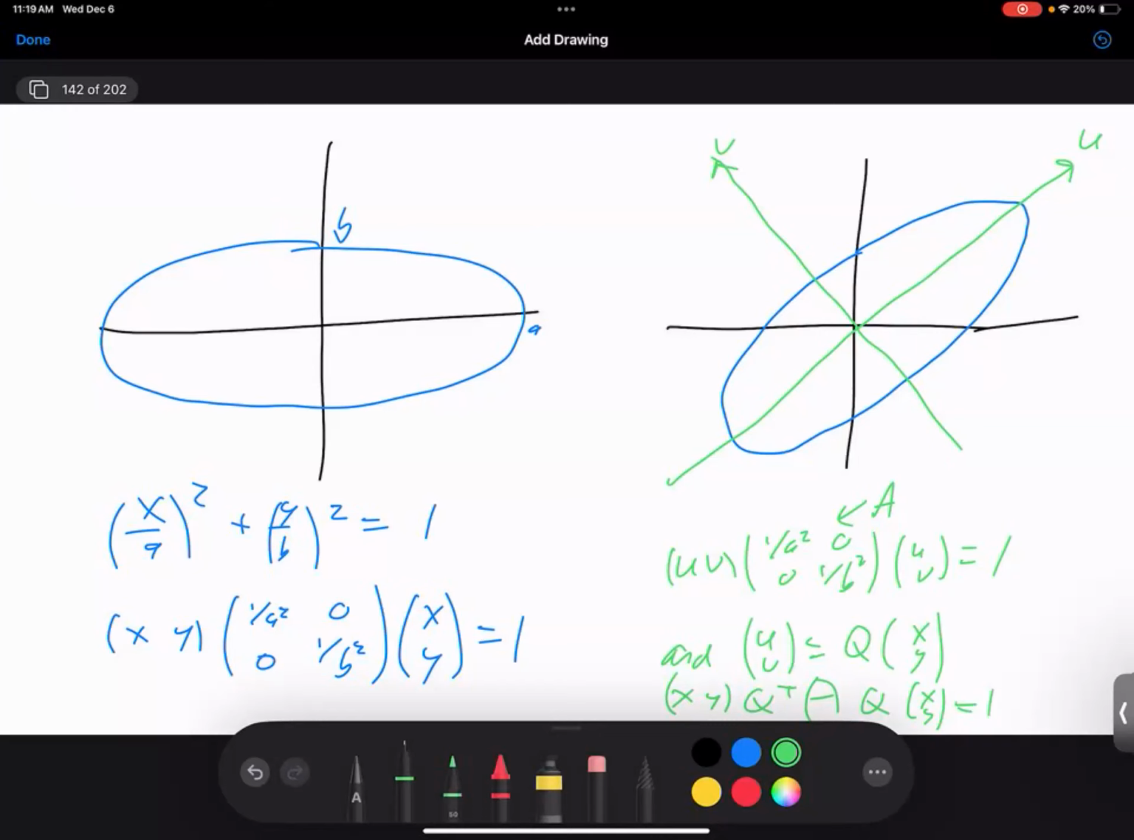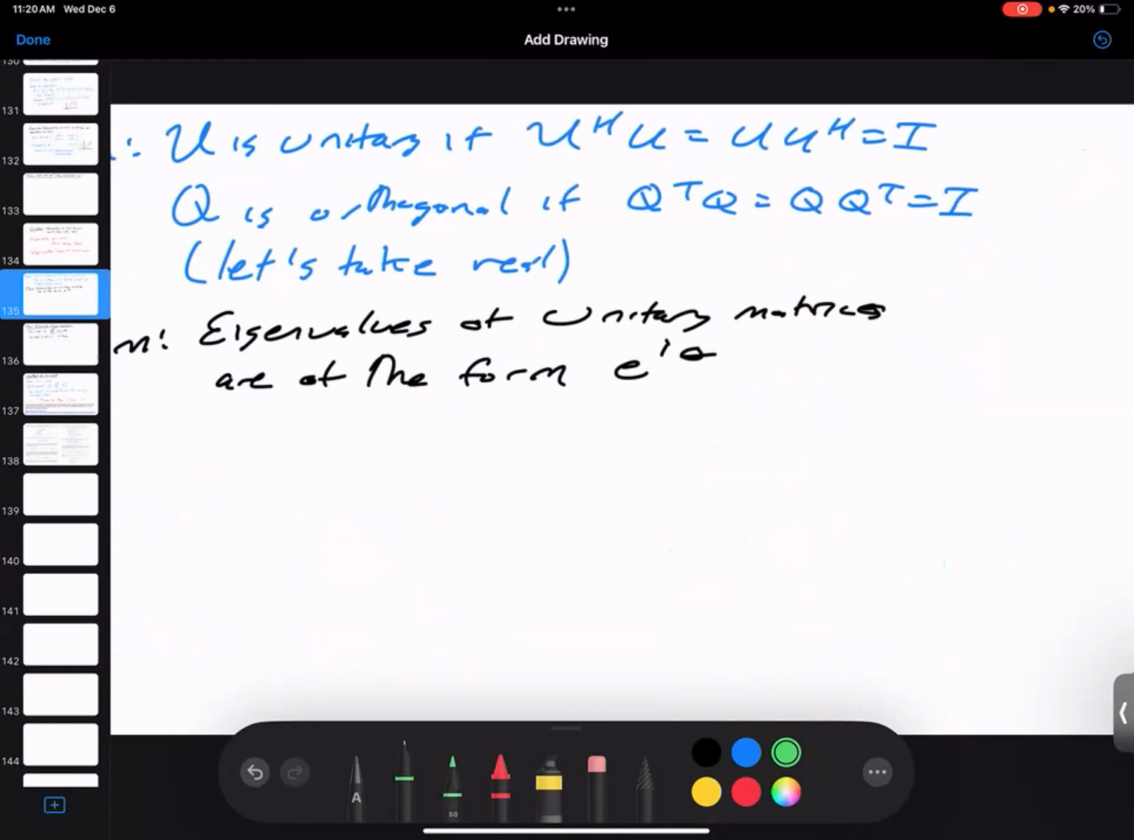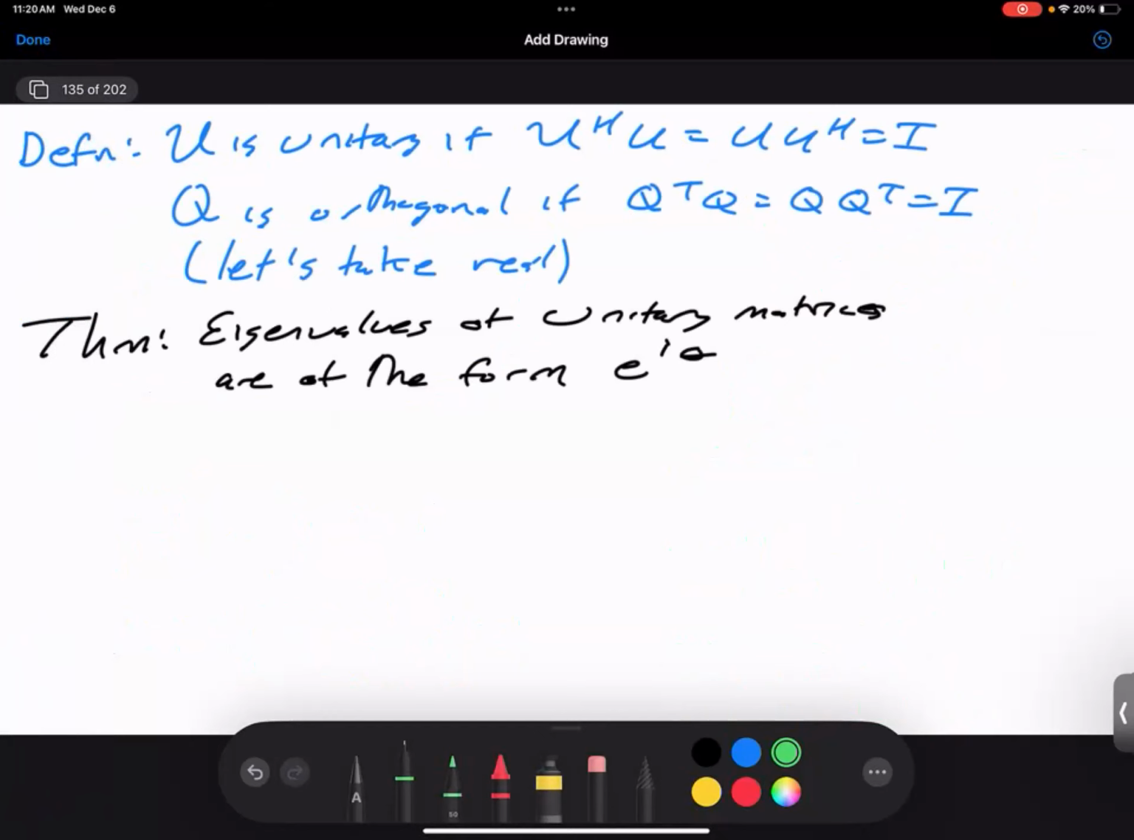In this more involved one over here, this Q transpose AQ, this is all meshed together. It's much harder to just look at this and see what's going on. But it's the same transformation. It's just represented differently. And so the whole point of what's going on here is we want to understand what happens to eigenvalues if we rotate our coordinate axes. Well, a matrix is orthogonal if Q transpose Q equals Q Q transpose equals the identity.